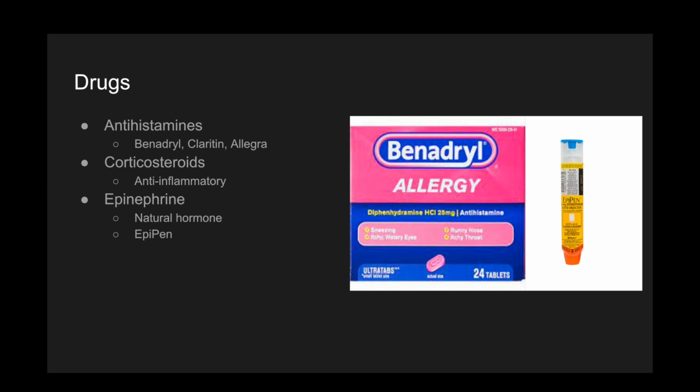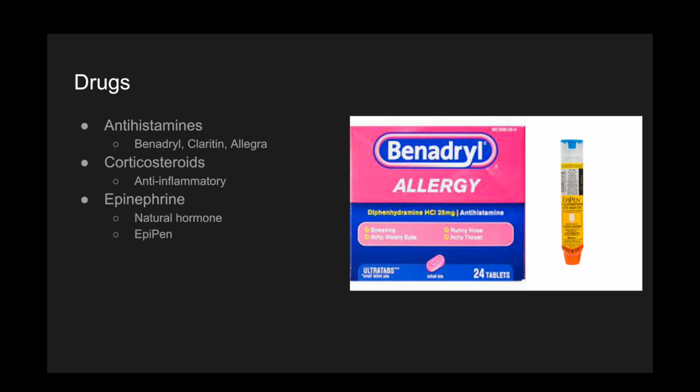So there are drugs to combat histamines, and one of the ones that does it presynaptically would be antihistamines. So these are like Benadryl, Claritin, and Allegra. And what they're going to do is just block histamine receptors in your neurons. But then you could also affect histamine postsynaptically using corticosteroids, which are just anti-inflammatories to reduce the response of histamines, like in your lungs and on your skin.